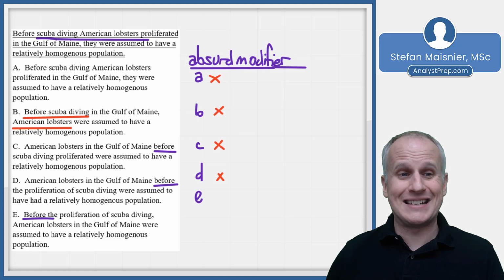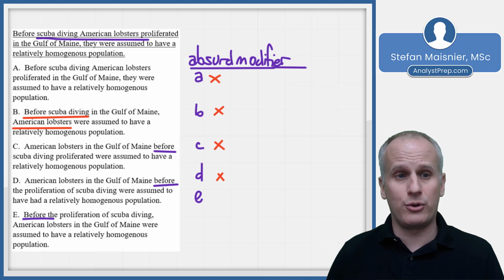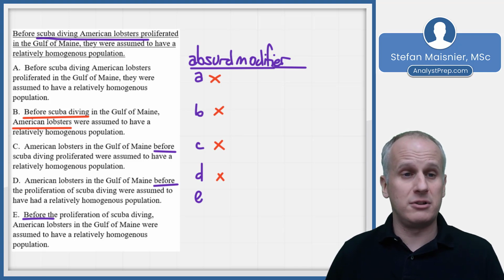or in this case, when the entire sentence is underlined, the whole thing, to confirm that it doesn't have any other errors, especially around the categorical issue of modification that we identified. So before the proliferation of scuba diving, American lobsters in the Gulf of Maine, so clearly describing the lobsters in that specific area, were assumed to have a relatively homogeneous population.